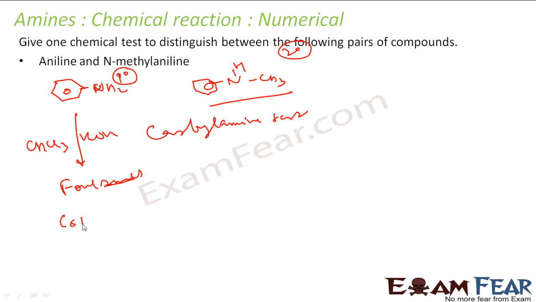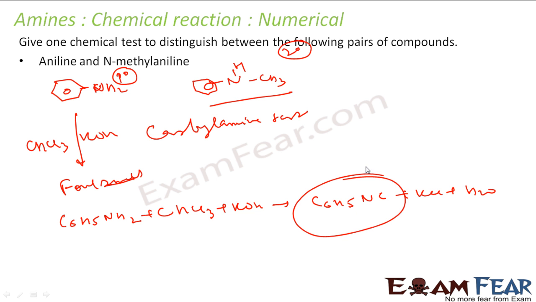So in this case, I have C6H5NH2, aniline. React with CHCl3 and KOH, you get C6H5NC, that is phenyl isocyanide, and you get KCl and water. This is a foul smell. So if you get a foul smell by undergoing the carbylamine test, that means it's 1 degree, and if you don't get it, it's 2 degree. Here you have to differentiate between aniline and N-methyl aniline. Aniline is 1 degree and N-methyl aniline is 2 degree amine. So we can easily differentiate.